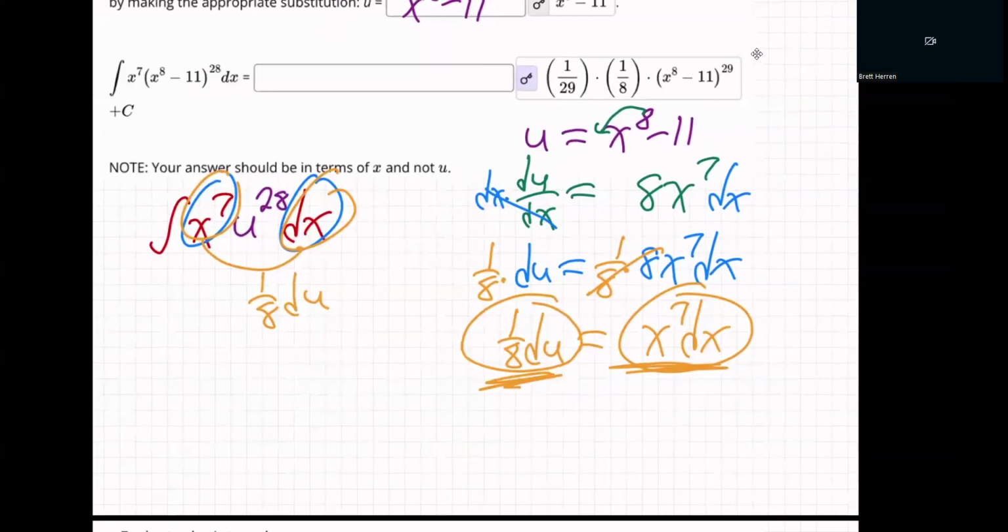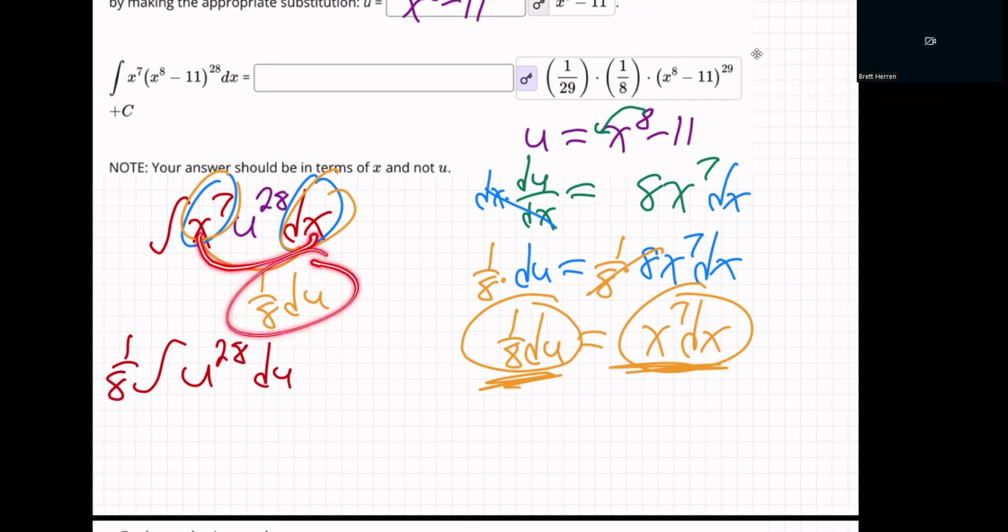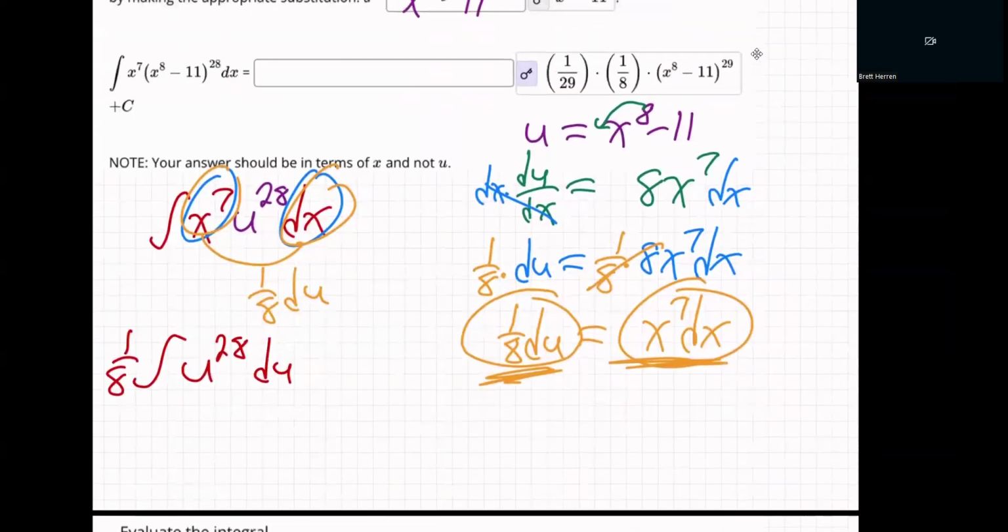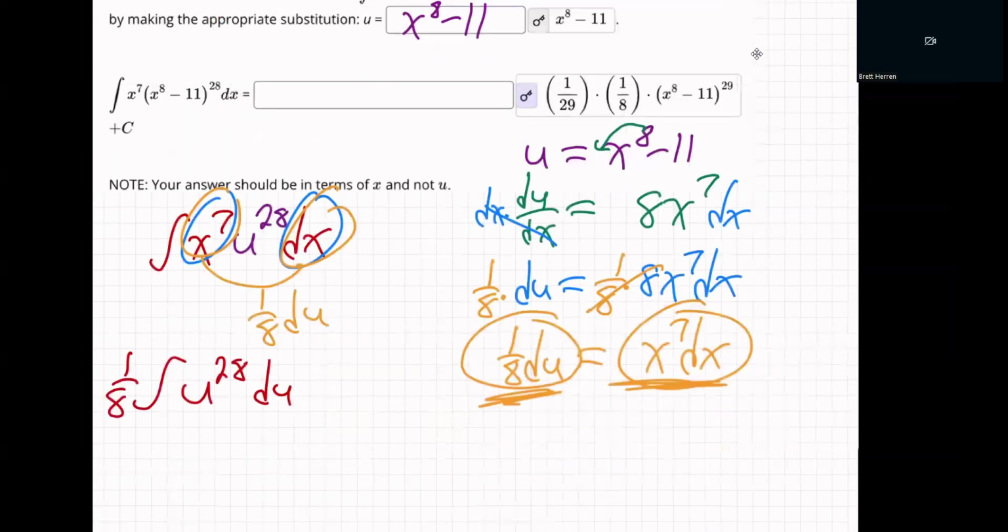So now this integral becomes u to the 28th du, and I'll just stick the 1/8 in the front. Does that make sense? The x to the 7th dx is replaced with 1/8 du right there, and then we get the u to the 28th in the middle. So now we changed it to a u integral, and we can do the antiderivative much easier.